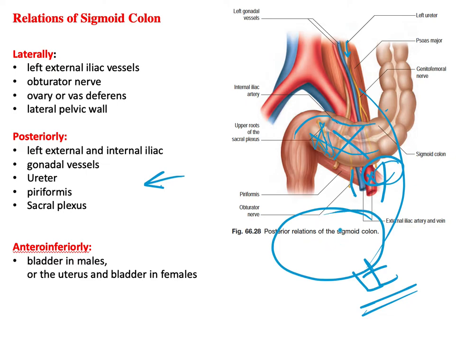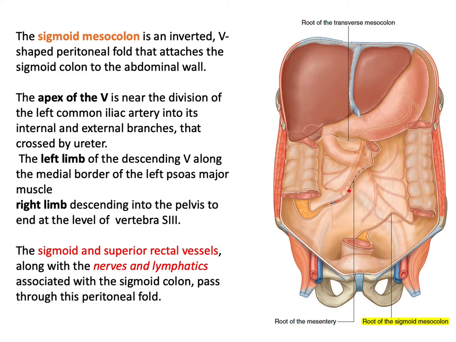bladder. But in the female, you know, the female has also the uterus located here. So in the male, it's related to the posterior surface of the urinary bladder. But in the female, it's related to the posterior surface of the uterus, right? Okay, so that was the relation of the sigmoid.